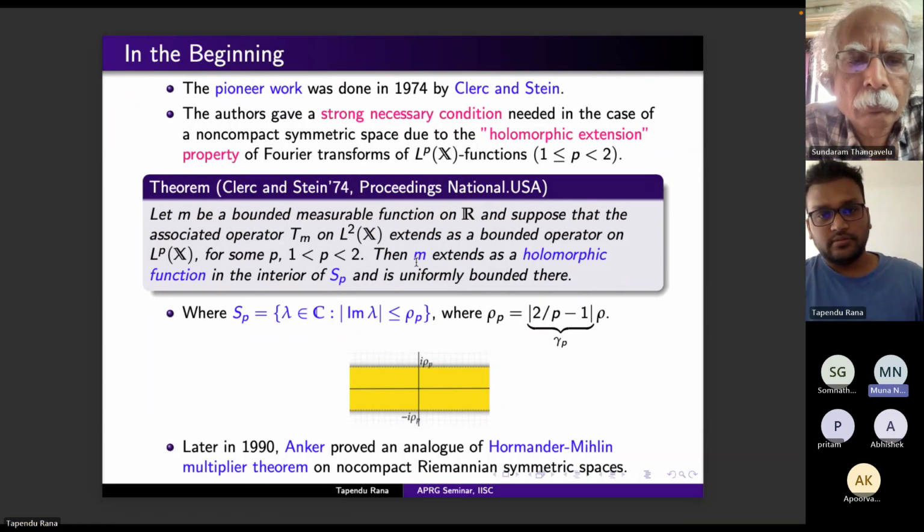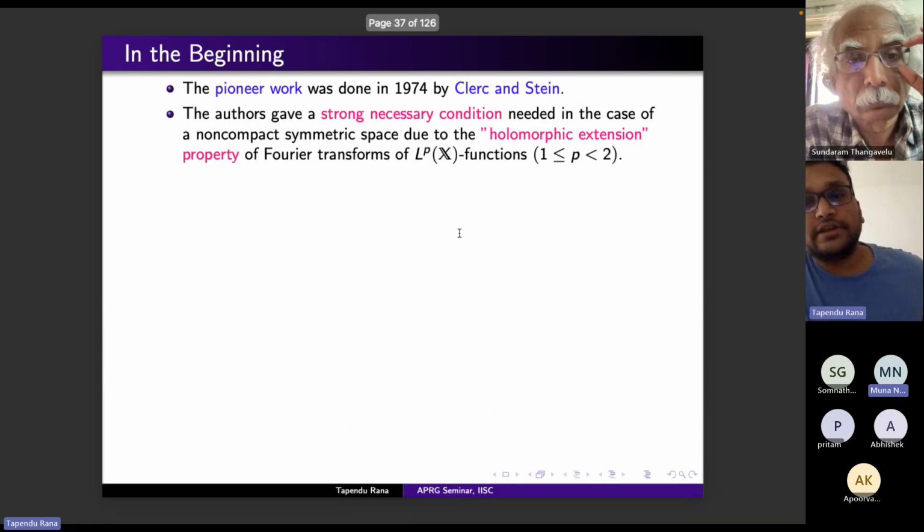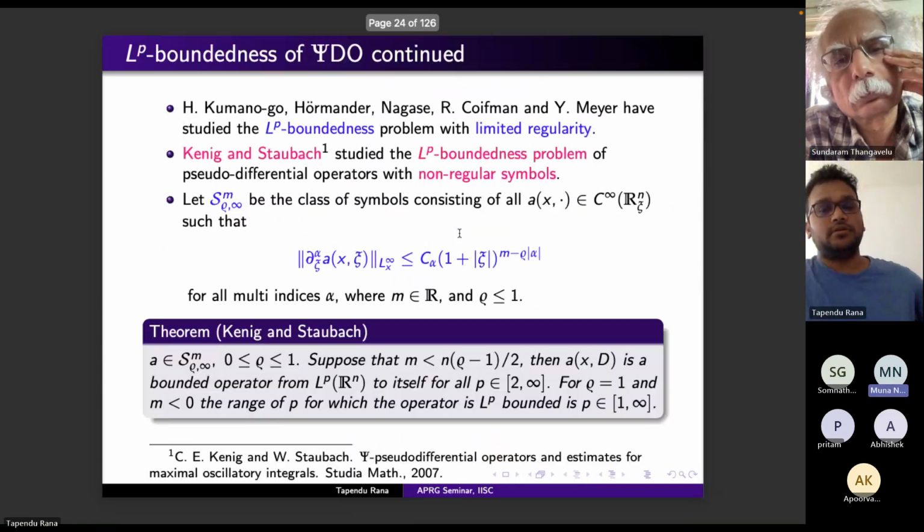Sorry, derivatives are not uniform. I missed this point. Okay, so derivatives are not bounded. Yeah, they are not saying anything about derivatives; they are saying the multiplier itself. Just like in the Euclidean setting, you know? That was really helpful. Yes.